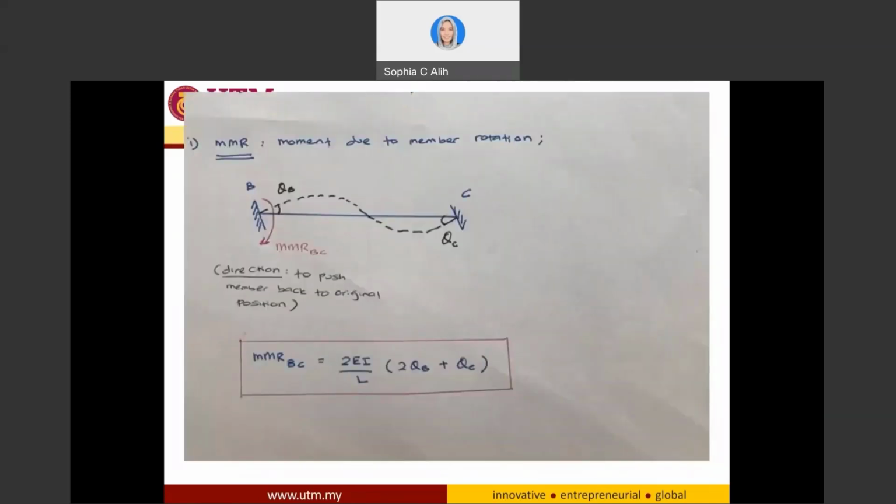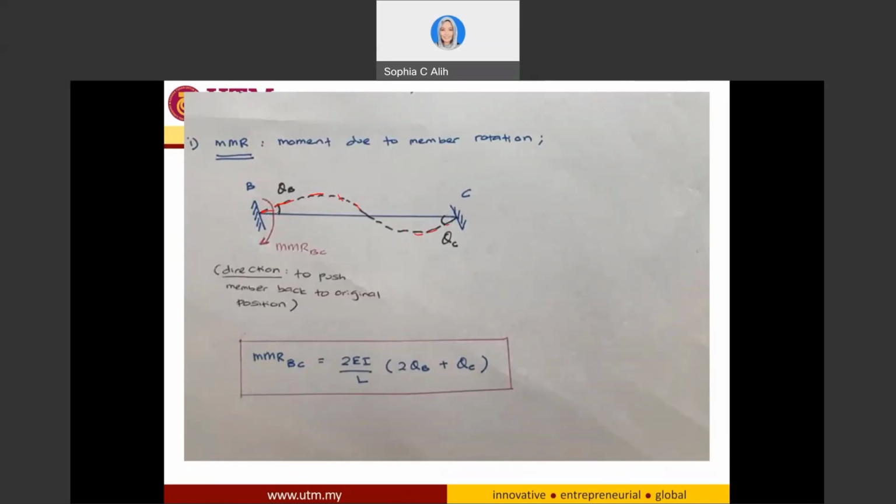The first one, we will see about the moment due to member rotation. Now, what is the moment due to member rotation? If I have a member BC over here and BC rotated in this direction, okay? If BC rotated in this direction like this one, the moment due to member rotation will try to push this member back to the original position.